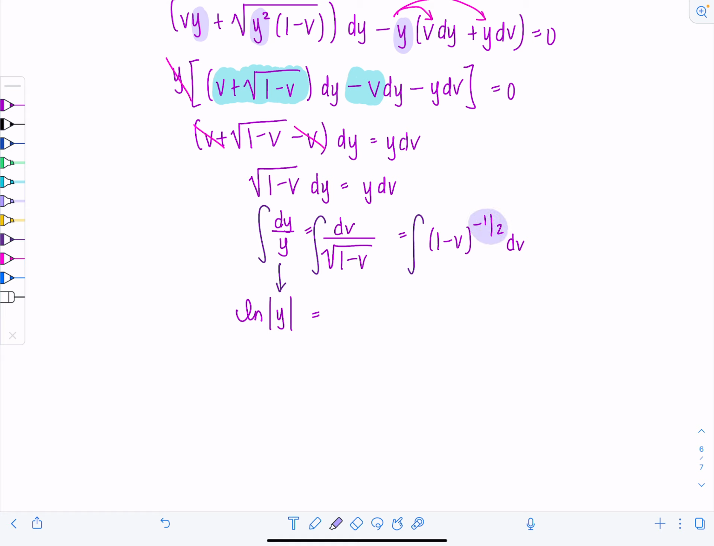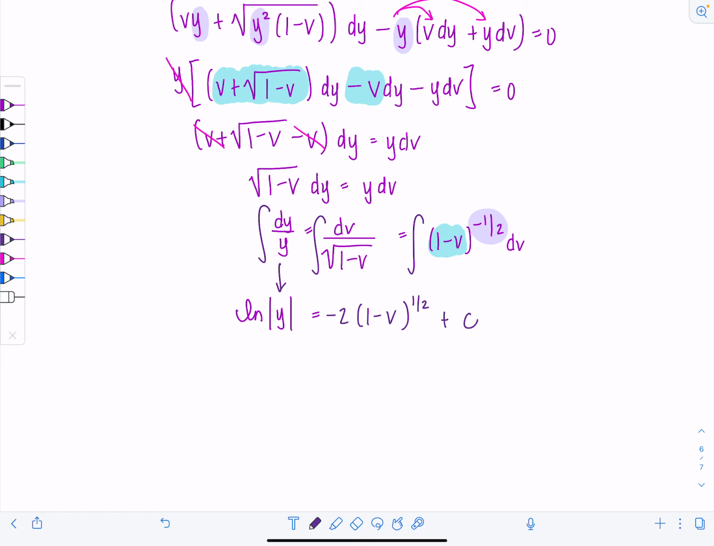Take the exponent, add 1. Now it's a positive 1/2, right? Divide by that new exponent. So you're going to have a 2 in the front. 1 minus v to the positive 1/2. But notice inside we have 1 minus v. So since there's a negative sign in front of the v, I also have to divide by that negative in my antiderivative plus c. Okay? Good. From here, we're done integrating.